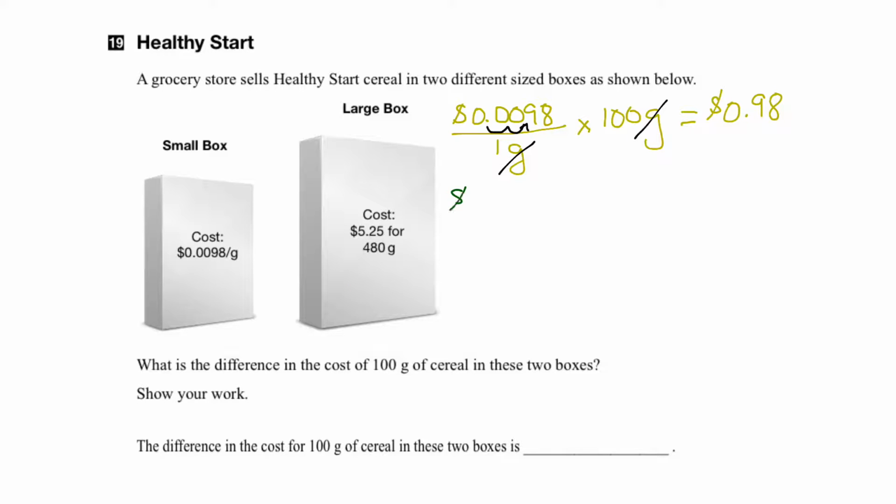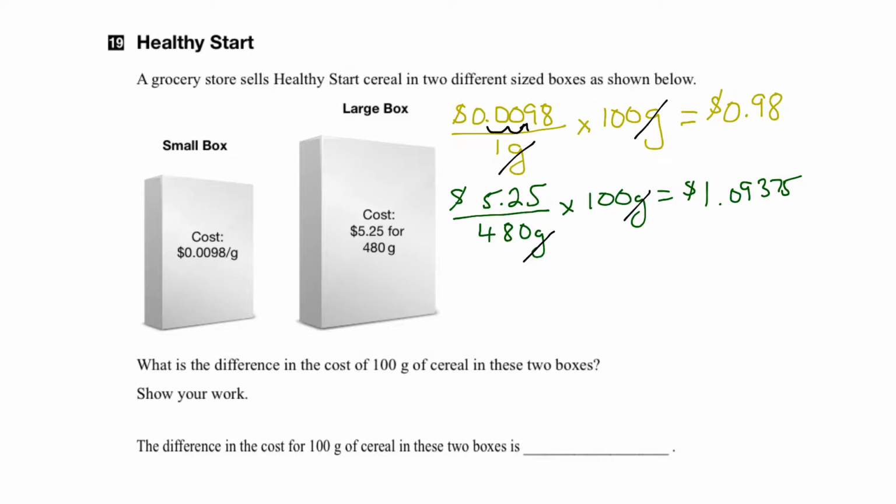So let's now look at the cost of the large box, and we can see that it's given as $5.25 for, or again this means per, divide, 480 grams. And again we want 100 grams, so what we do is we multiply this by 100 grams. Now we can use a calculator here and take 525 divided by 480 times 100, and again you'll notice that the grams will cancel out, and what we'll end up with is $1.09375.